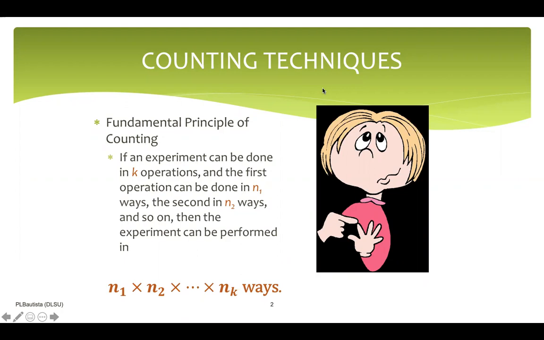The fundamental principle of counting simply states that if you can separate your experiment into k operations, where the first operation can be done in n1 ways, the second in n2 ways, and so on, then the experiment can be performed in n1 times n2 until n sub k ways. The main thing to remember here is that if you can count the number of ways you can do each operation, then all you have to do is multiply each of those operations, and you will have the total number of ways that your experiment can be done.